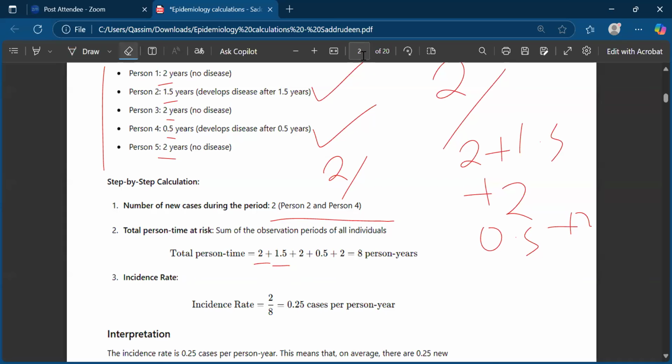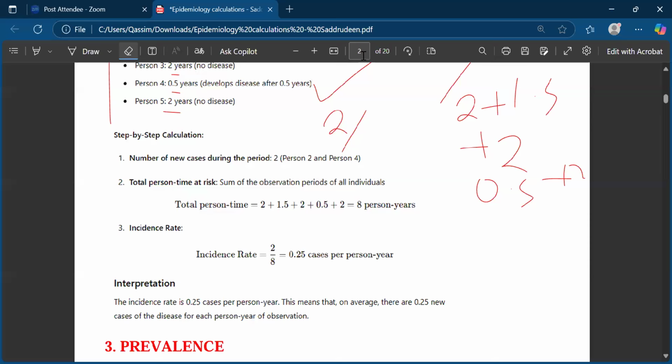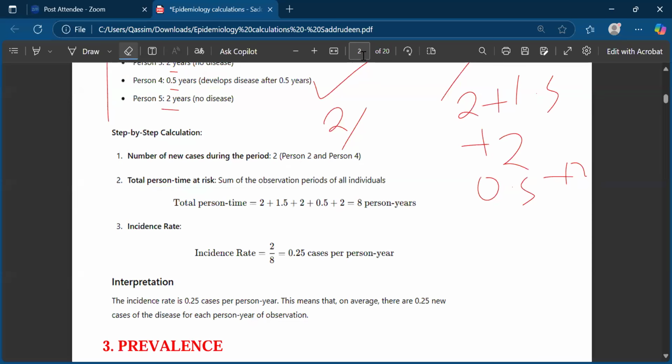Here means there are 0.25 new cases of the disease for each person year of observation. Technical terms, but just know the incidence rate is, if you're told to interpret and you don't know anything, just say the incidence rate is 0.25 cases per person year. So I hope you have understood that. Anyone who has not understood can still go through the recordings.